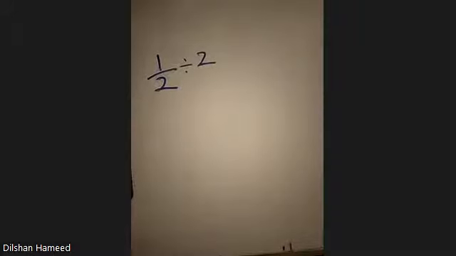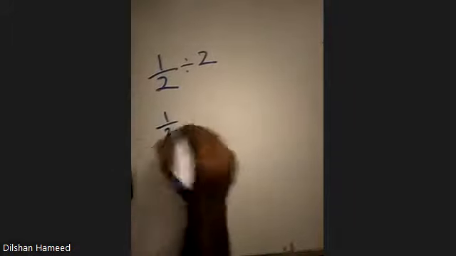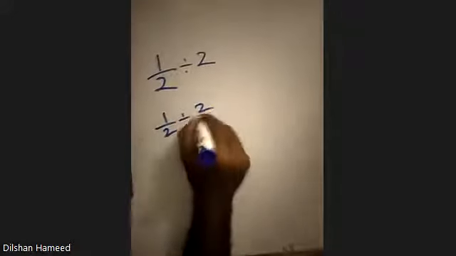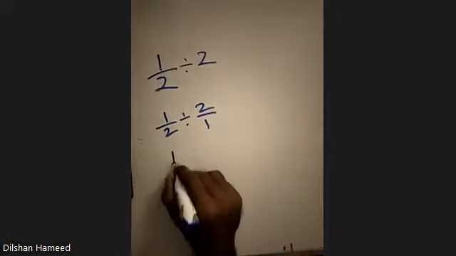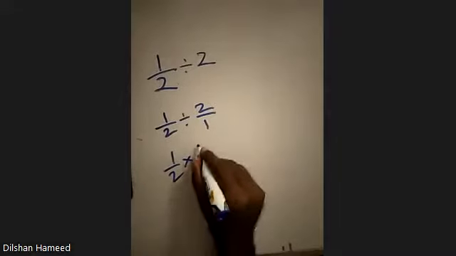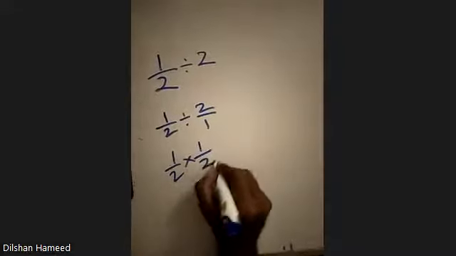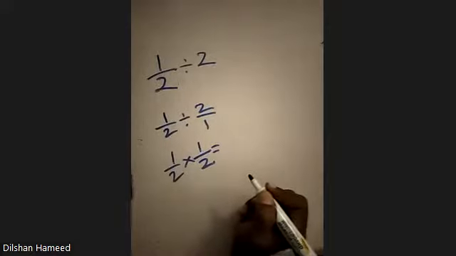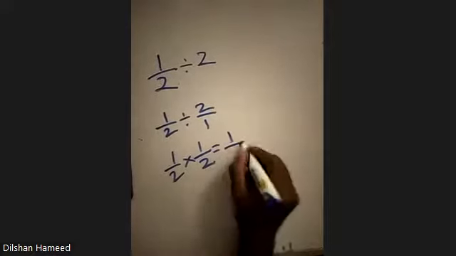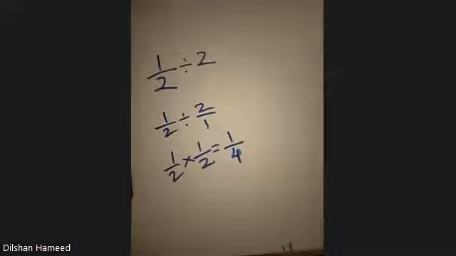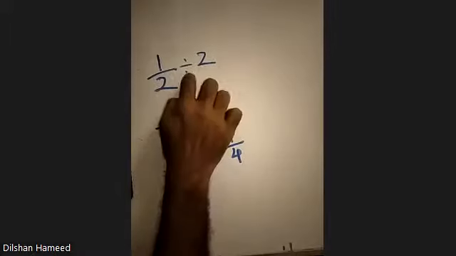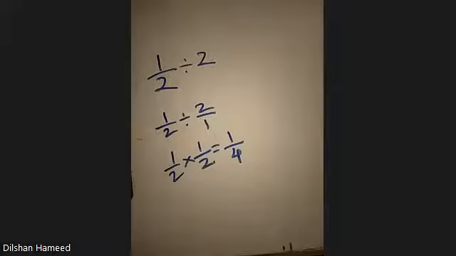Okay. So now let's do this. 1 upon 2 divided by 2 upon 1. Now what you do, inverse it. So 1 upon 2 into 1 upon 2, that is equal to what? 1 upon 4. Because this is division, not multiplication. If you are multiplying, you just cross it each other.